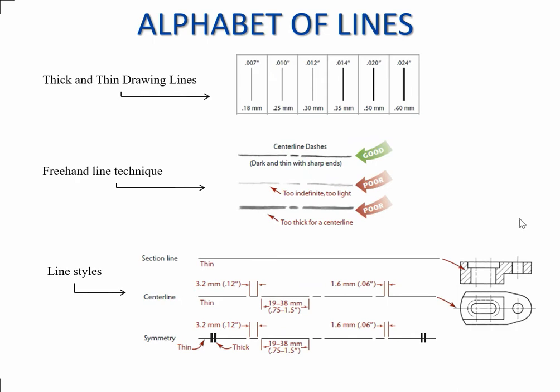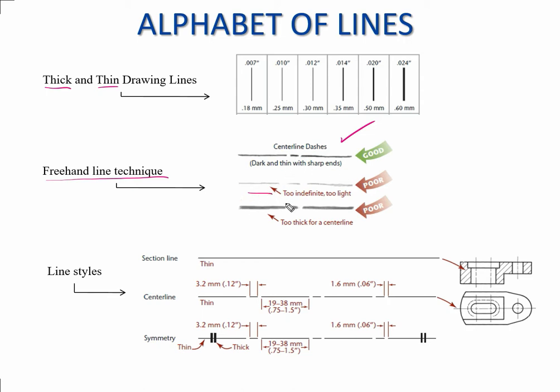Now again, alphabet of lines. We can use different line widths to show the line type. We should distinguish between the thin and thick lines. And remember, in this course, we will draw freehand lines, so we'll use freehand line techniques. As you see, the center lines as an example, here, it's good. Why? It is thin and clear, dark, with sharp ends.